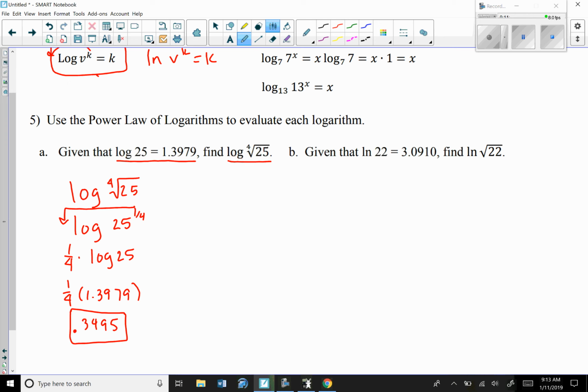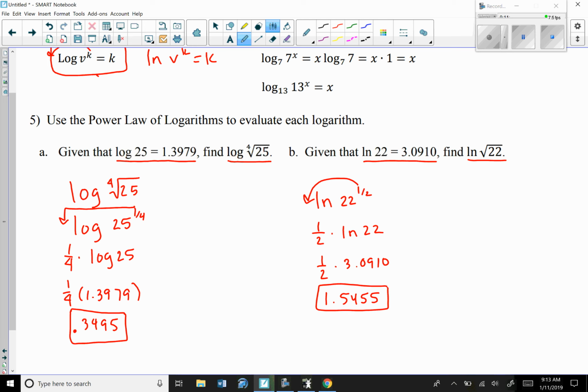So for part b, you can, of course, do the same thing. So for this one, we have the natural log of 22, and we want to take the natural log of the square root of 22. So this is the same thing as the natural log of 22 to the 1/2 power. And again, that power is going to be moved in front by that property. So 1/2 times the natural log of 22, which is 1/2 times 3.0910. And then when we simplify, we get 1.5455.